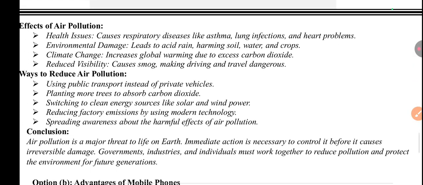Effects of air pollution. Health issues. Causes respiratory diseases like asthma, lung infections, and heart problems. Environmental damage. Leads to acid rain, harming the soil, water, and crops. Climate change. Increase of global warming due to excess carbon dioxide. Reduced visibility because of smoke, making driving and travel dangerous.